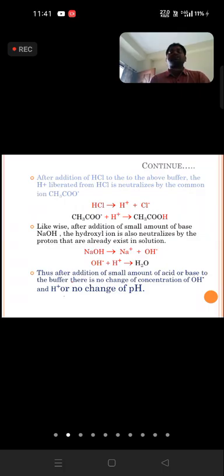The buffer has a capacity to consume the extra H plus and OH minus ions if they are present within the aqueous solution. So there is no change of pH upon addition of a small amount of acid or base. This is the buffer capacity.